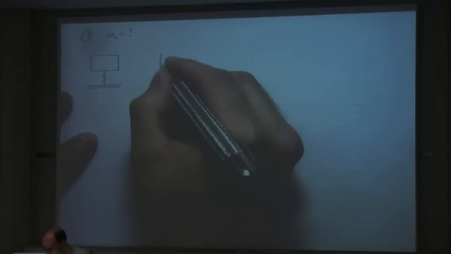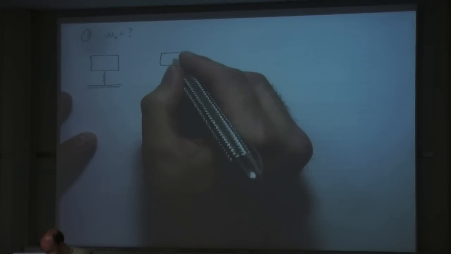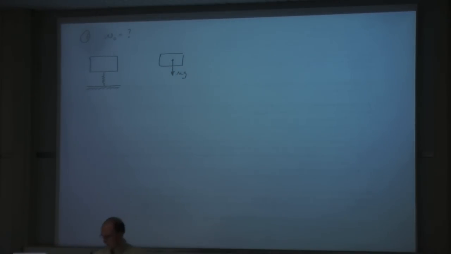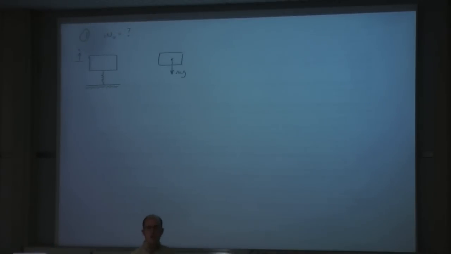If we do a free body diagram of the object, we've got mg in the minus x direction, if we call this x equals upwards. And obviously that's being opposed by a spring in the opposite direction, kx.